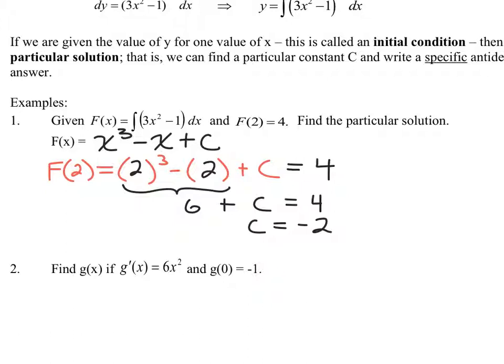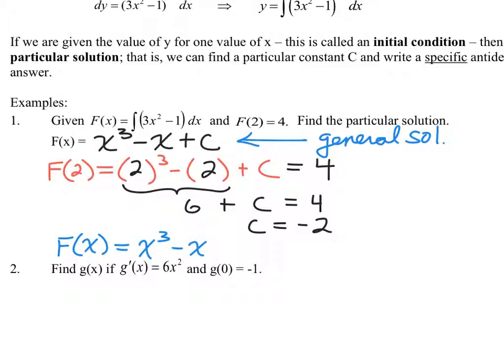And so what we had initially was a general solution. I don't know why I opted to go script there. I can't write in script. And then f of x, which would be x cubed minus x minus 2, would be our particular solution.